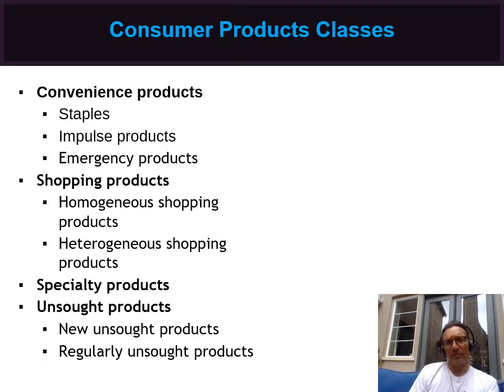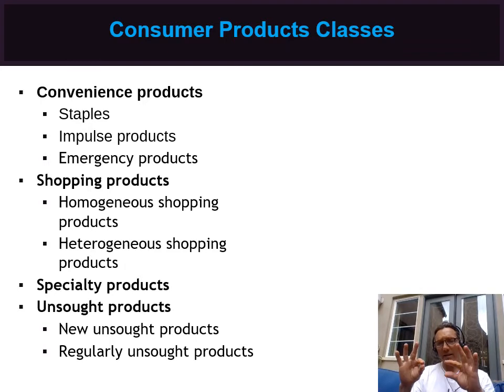Shopping products are important enough, either through price being expensive enough or personal fit and suitability to what you want, that you're willing to do some comparison shopping for that product. And within shopping products, you see that we have 2 categories. We have homogeneous shopping products and heterogeneous shopping products. Let me explain the difference.